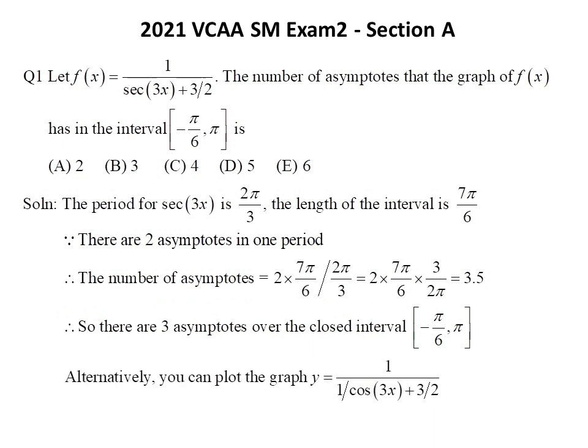Alternatively, we may plot the graph of the function in your CAS calculator and find out the number of asymptotes there. So, the answer for question 1 is B.